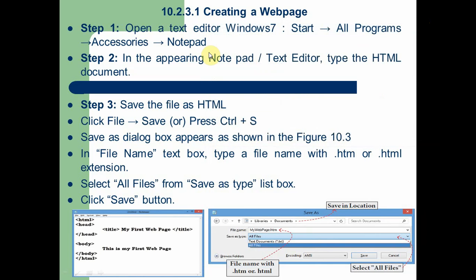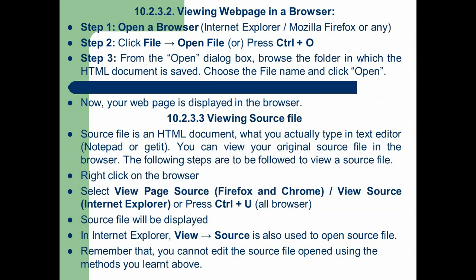So now we created a web page. The next step is viewing a web page. How can we view the web page? This also has very simple three steps. Open a browser. It may be Internet Explorer or Google, Mozilla Firefox, any web browser. Go to the file and open file, or press Ctrl plus O. From the open dialog box, select the file and then click OK. Then you can see the web page result.